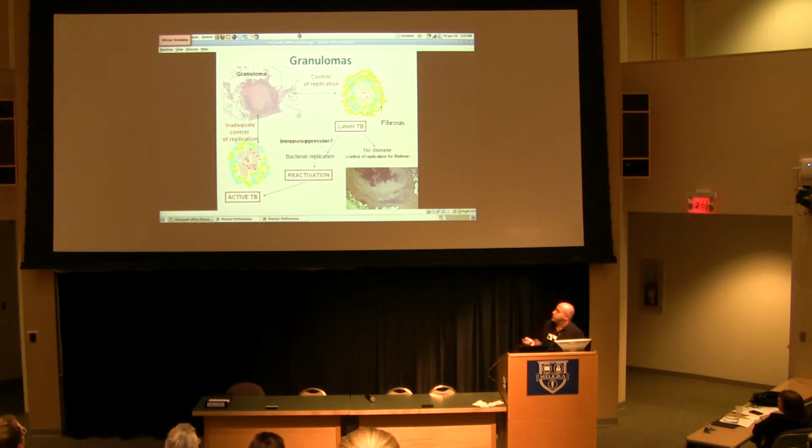If there is inadequate control of replication, basically we progress to active TB, and the granuloma is a little bit disorganized, and the bugs, those red dots, can get out and can disseminate through the blood to other organs. Usually secondary lesions are not in the lung, but are in other organs.